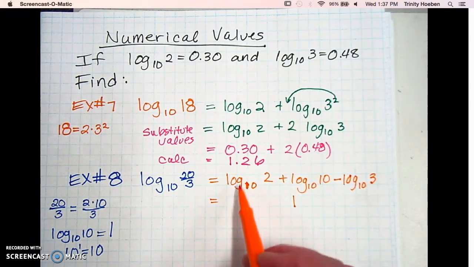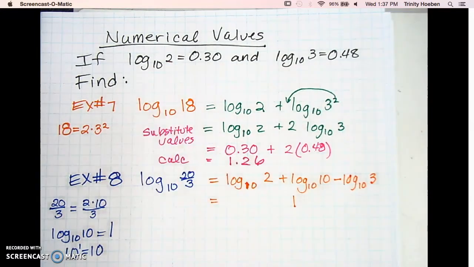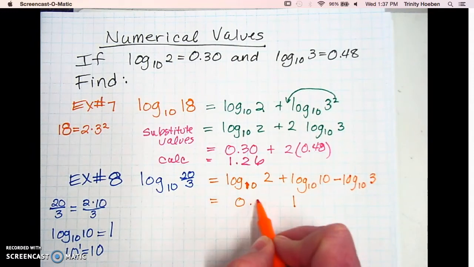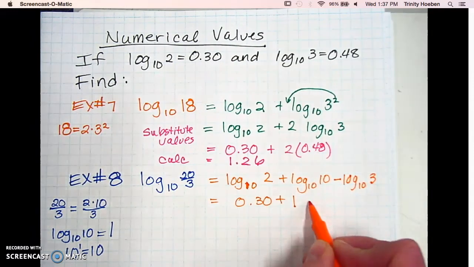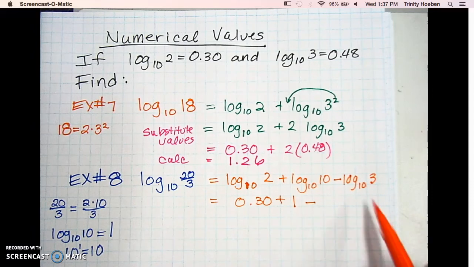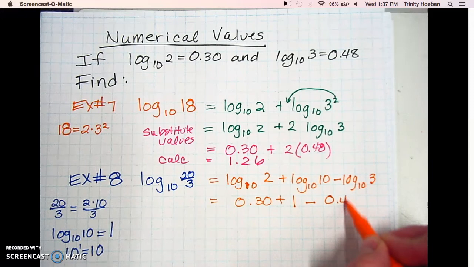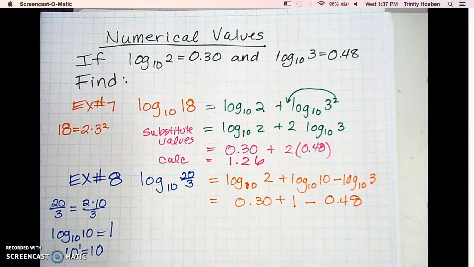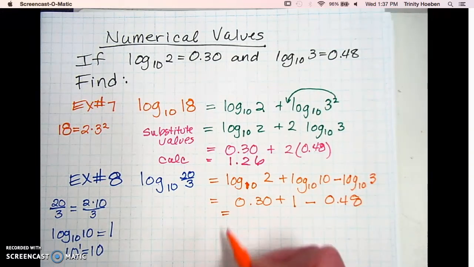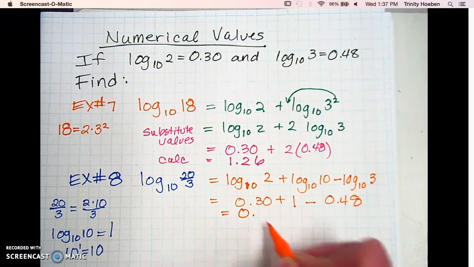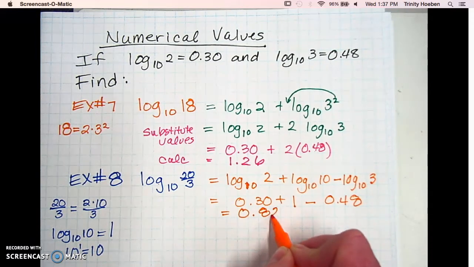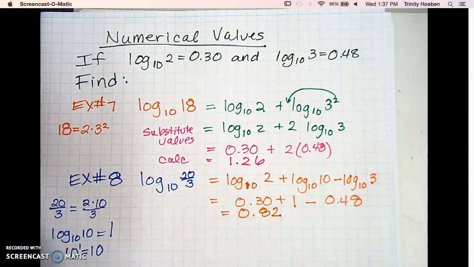Okay? So the log base 10 of 10 is the one that we said is just 1, right? The log base 10 of 2, we get the value from up at top. It's 0.30 plus the 1 minus the log base 10 of 3. The value's up here. It's 0.48. Type it in your calculator and make sure you do order of operations. You should get 0.82. Let's try one more like that, and then we'll let you have a try at it.